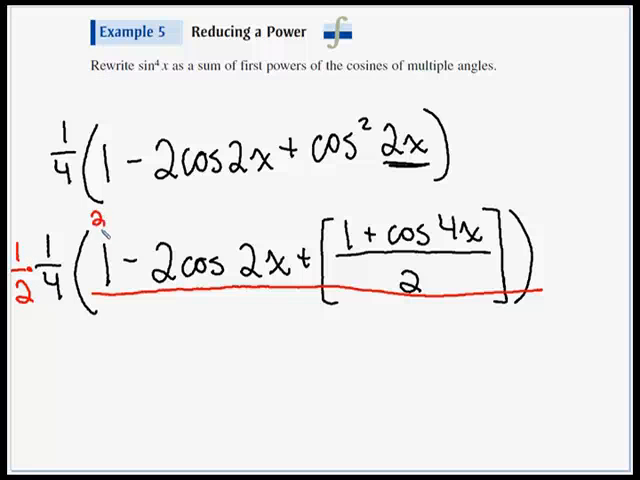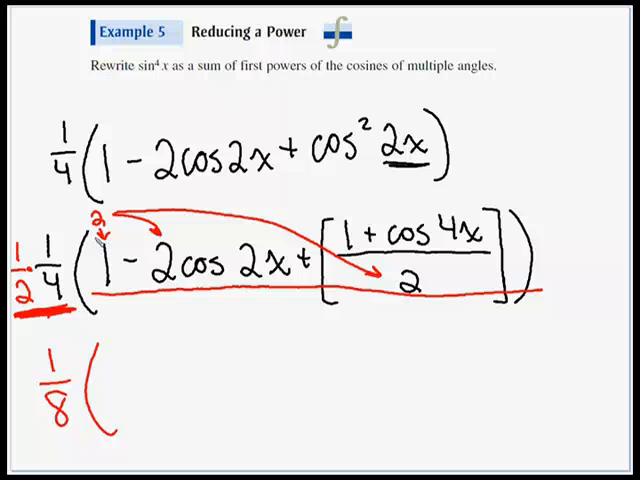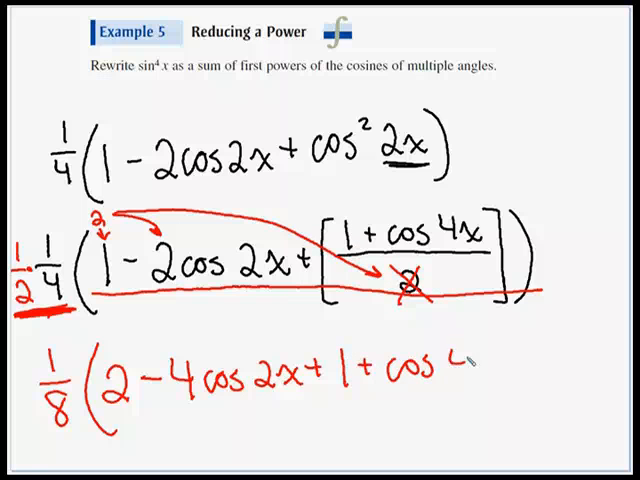In the parentheses, we're going to distribute a 2. So we've basically done nothing to the equation. We've multiplied by 1/2 and by 2. 2 times 1/2 is 1. So we're just going to make this look a little different, but we won't be fundamentally changing the equation. So 1/2 times 1/4 is 1/8. And then we distribute the 2. 2 times 1 is 2, minus 2 times 2 is 4, coses of 2x, plus, and the reason we multiplied by 2 was to wipe out this denominator, so we have our 1 plus cos of 4x.